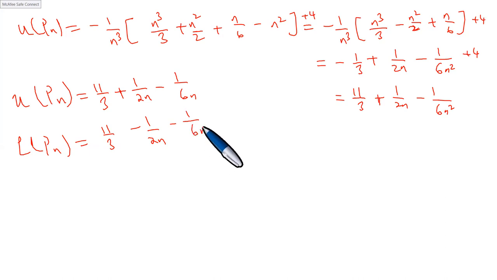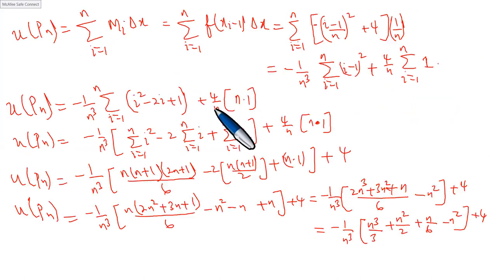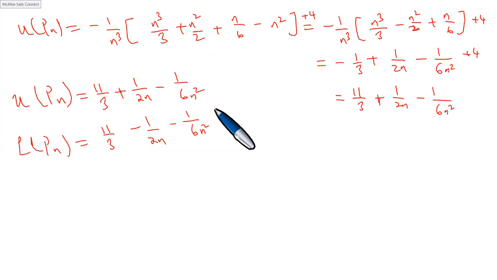Okay, 6n squared. What is the square missing here in the U? This is a square here, this one. All right, so that's fine. This looks very, very correct. So we have found this here.